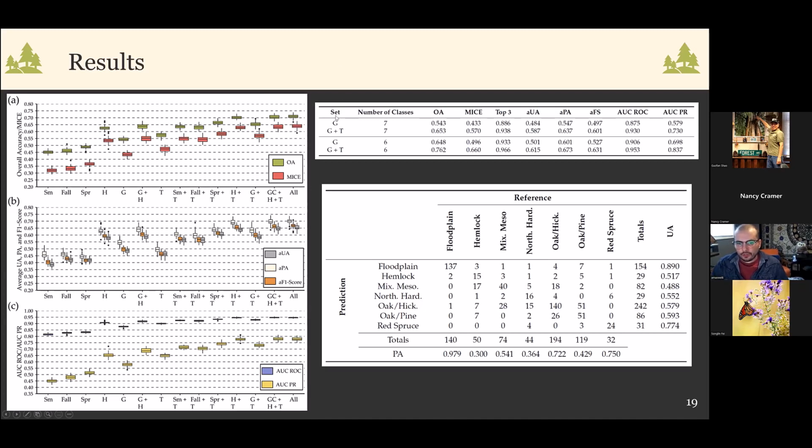If we take our spectral data and we add in our terrain characteristics along with that, that increases it by 10, 11%. So that does highlight the value of having these additional terrain characteristics.